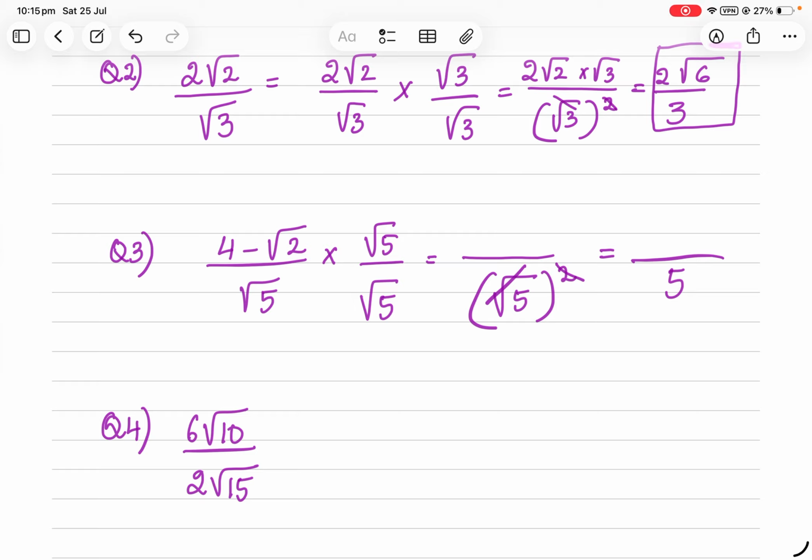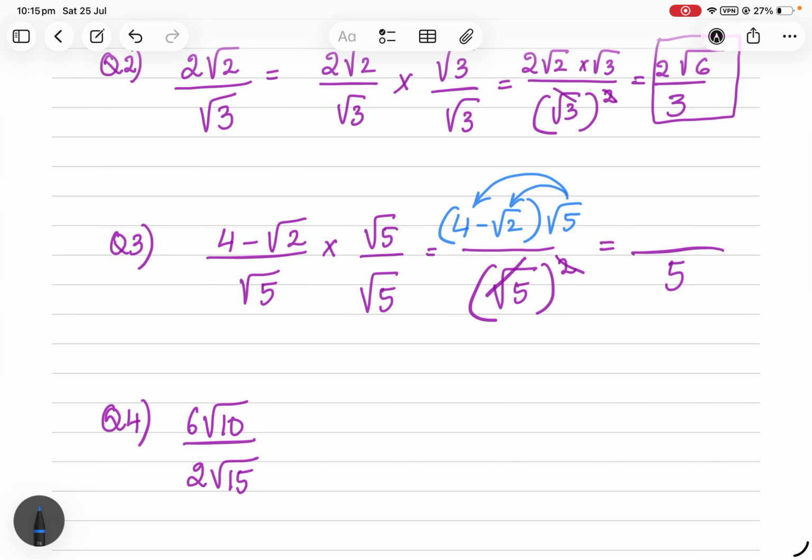But the numerator part is a bit tricky, because there are 2 terms in the first fraction here. So you are going to do 4 minus square root of 2 times square root of 5. Then you remember your rainbow technique or distributive law. We are going to do that. So the first one is going to be 4 square root of 5 minus square root of 2 times square root of 5. So your final answer is going to be 4 square root of 5 minus square root of 10 divided by 5.